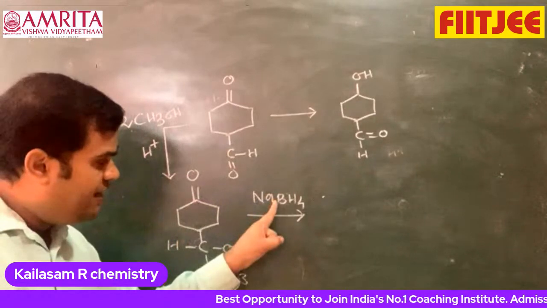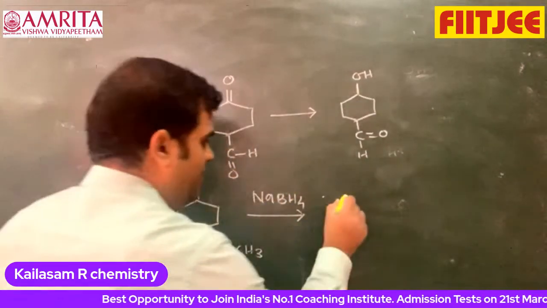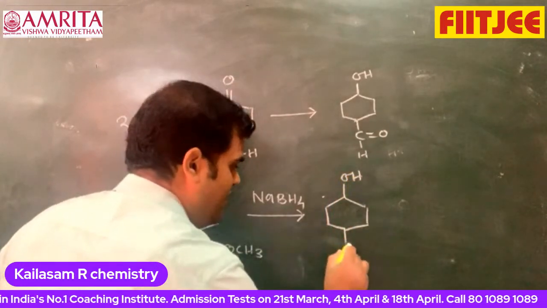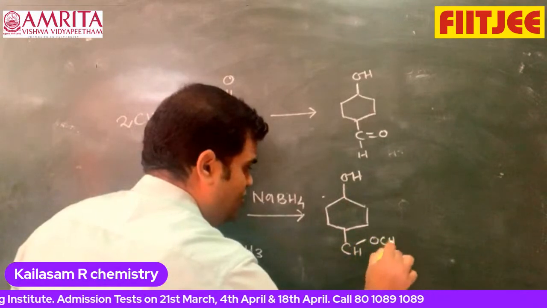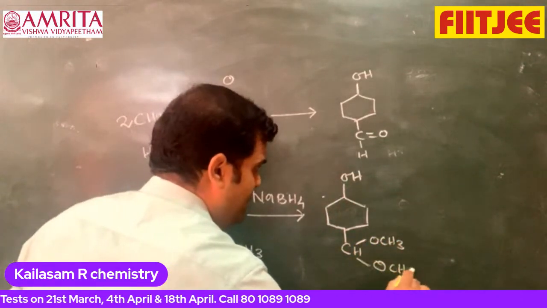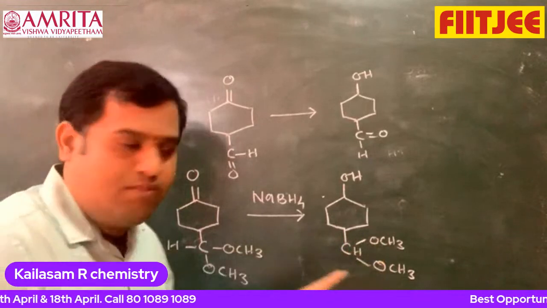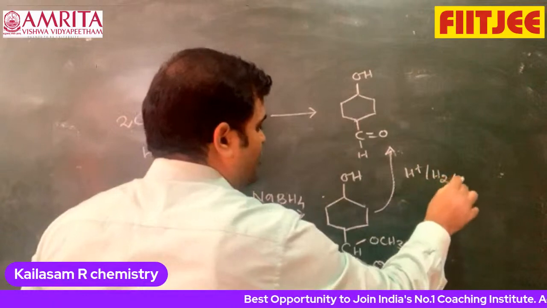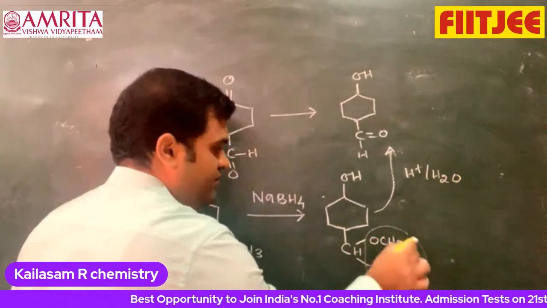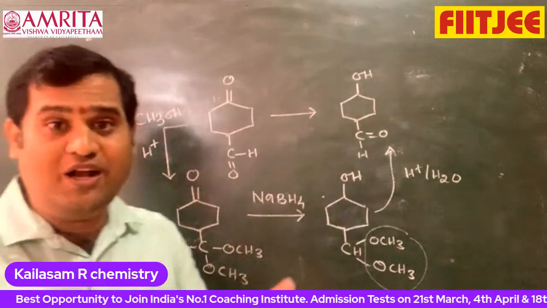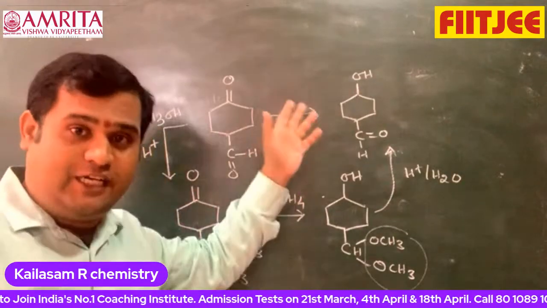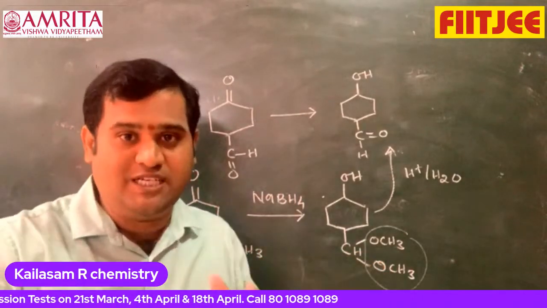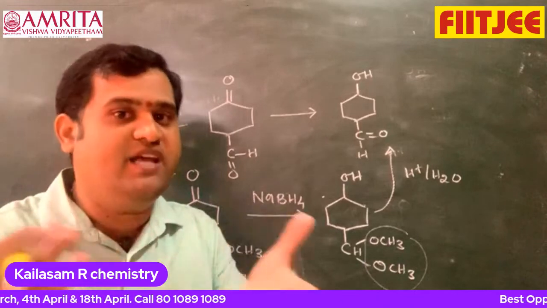So sodium borohydride can reduce a carbonyl compound to an alcohol. That's all. Now it becomes OH, and you have the CH(OCH3)2. Now I can deprotect this one by using mild acidic medium. So deprotection takes place, and I get this. This is what they will ask in an examination: acetal can be used for protection of carbonyl compounds. Once it is protected, we can convert many things.